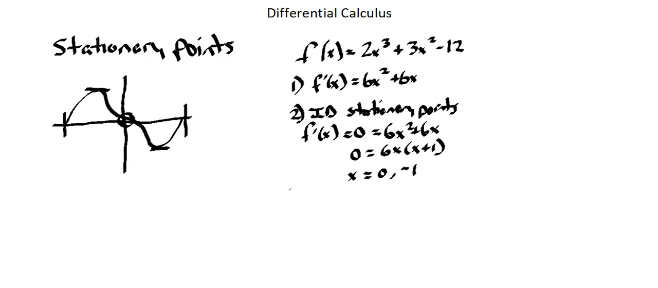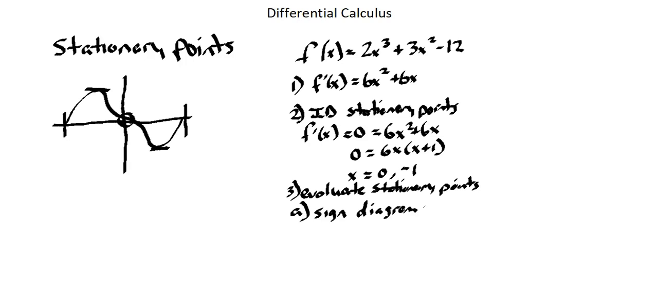Now step 3 is evaluate stationary points. And I have two options for evaluation. One is a sign diagram, and the other is the second derivative. So let's look at our first option, the sign diagram, to begin. I'll create a sign diagram with the zeros from my evaluation of the first derivative, and those values were 0 and negative 1. And I'll pick test values on either side of each of these zeros.